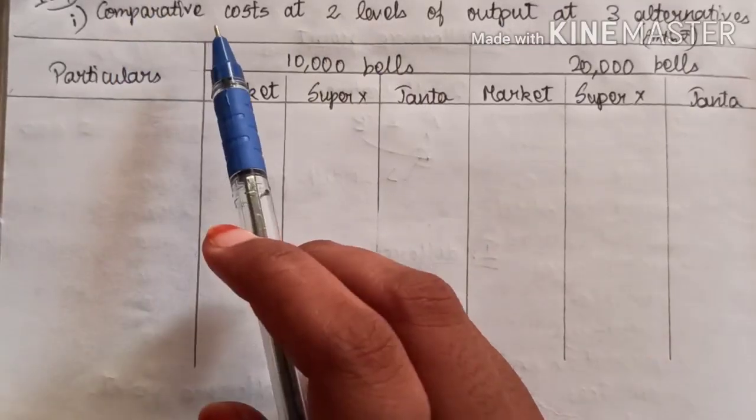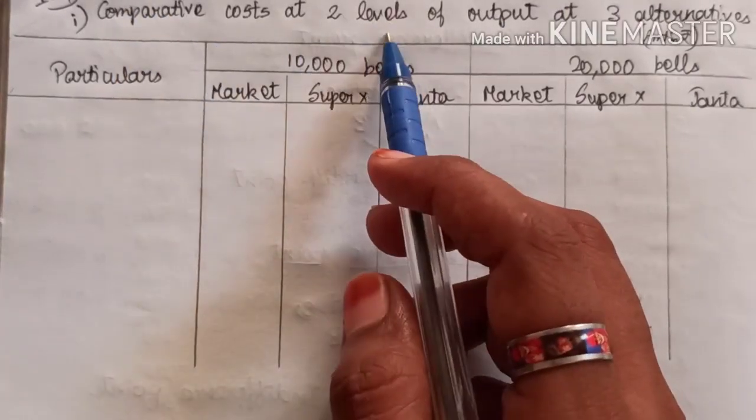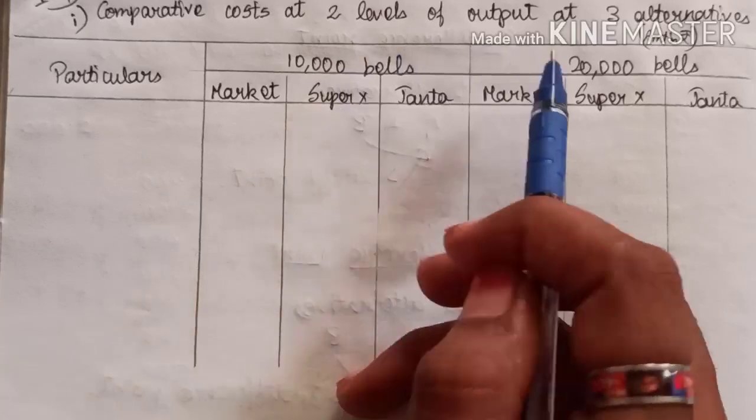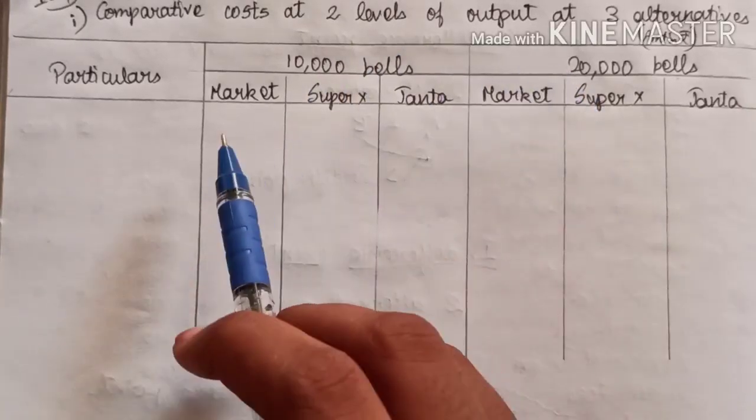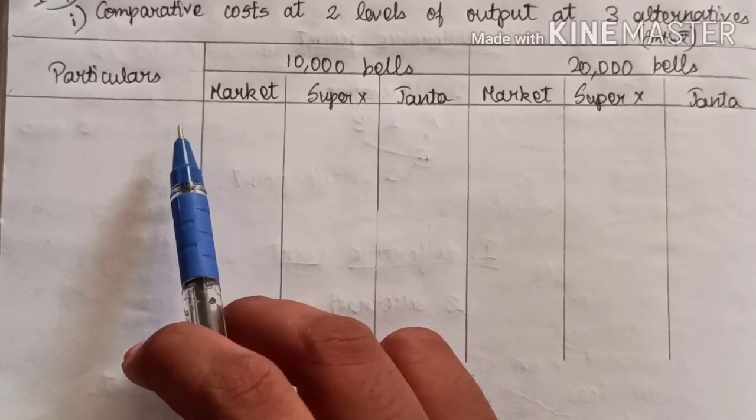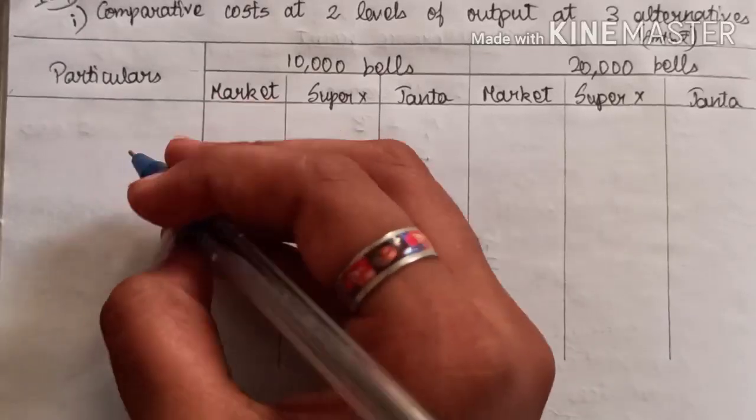In this, there are three alternatives under three different levels. We have to find out which alternative will be suitable under each level of output, that is 10,000 bells, 20,000 bells, or 40,000 bells. The first question is, we have to find out the cost under two levels of output at three alternatives. That is, the two levels are 10,000 bells and 20,000 bells, and the three alternatives are market, Super X machine, and Janta machine. First, let us calculate fixed cost.